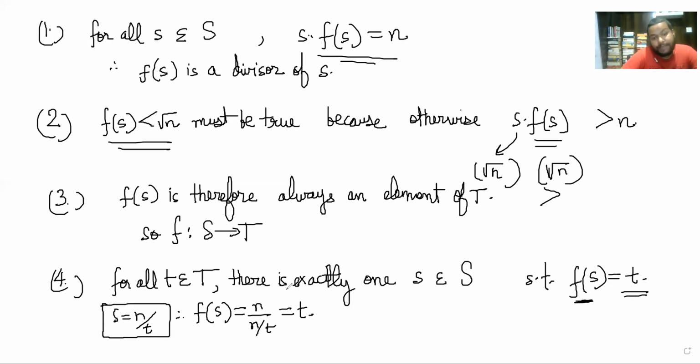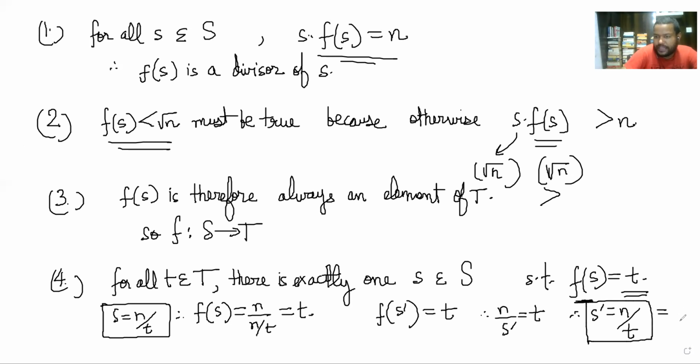And this is the only possibility, because if you take another s dash, f of s dash is equal to t, then that implies that n by s dash is equal to t, and therefore s dash is also n by t. But s was n by t, so s dash also has to be equal to s. So you are saying that if there was another element which was giving the output t, that element's input must be equal to the original s, right? So this is clearly 1, 1.